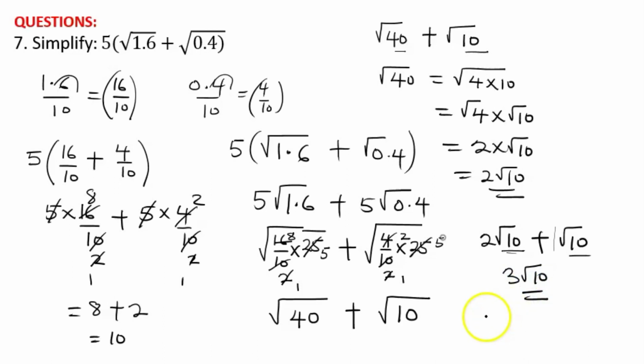Another way to do it is to factorize. You can bring root 10 out into a bracket. This will give you 2. This one will give you plus 1, because root 10 divided by root 10 is going to give you 1. So you are going to have root 10 into 3. So that's going to give us 3 root 10.